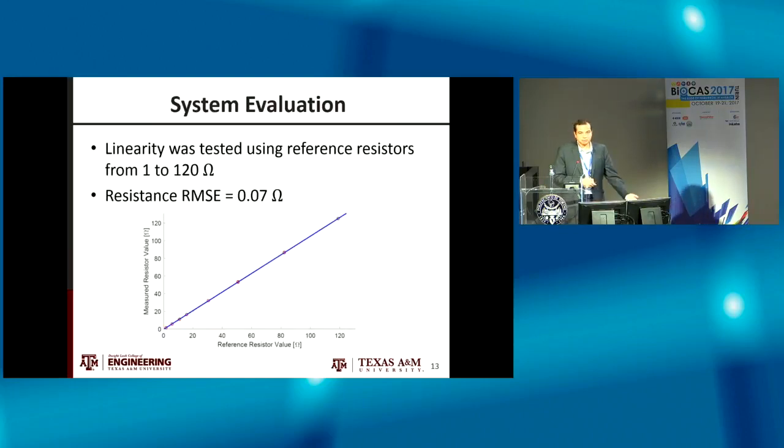Then we evaluated the system performance by measuring reference resistors with known values, covering our range from 1 to 120 ohms. As we can see in this figure, these are our measured values compared to the reference resistor values. It shows that they match, and it has high linearity over the whole range. Also, the root mean square error is around 0.07 ohms, which is good enough to capture all the variations in the bioimpedance.